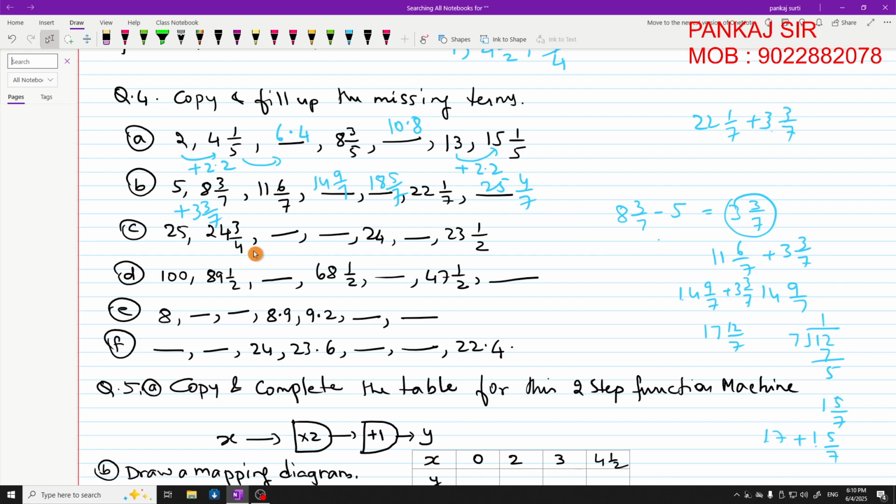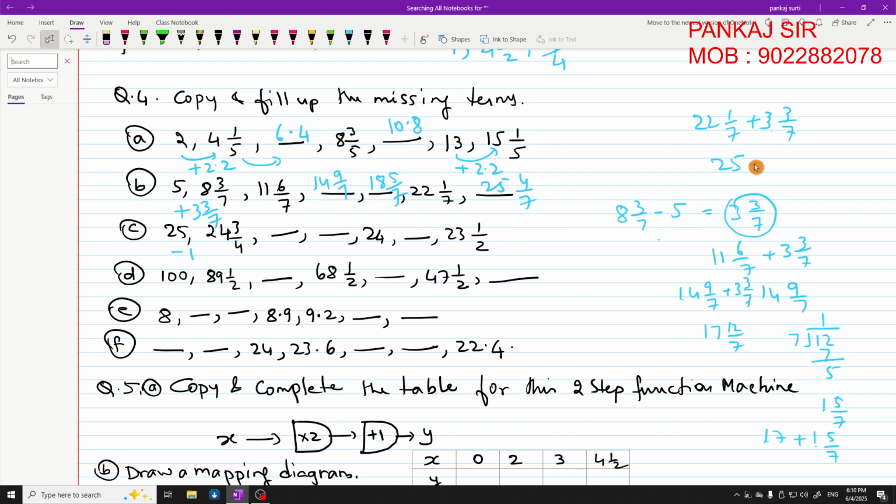Right? Next one, 25 and then 24 3 by 4. Now here I am subtracting something to get this, because this is a smaller number than 25. Now what should I subtract? Let us see. So 25 minus 24 will be 1. So it is 1. And this is 0 minus 3 by 4. No, let me check this.